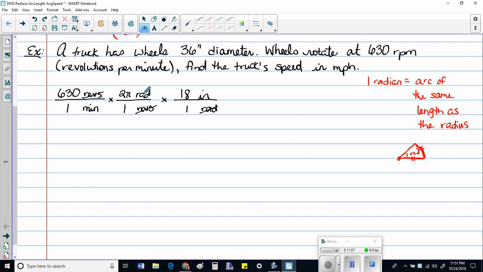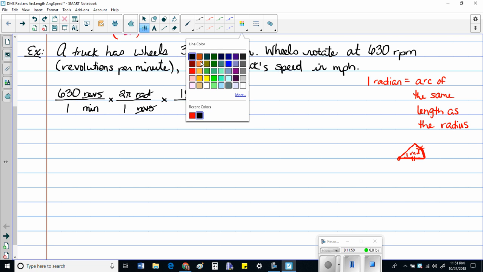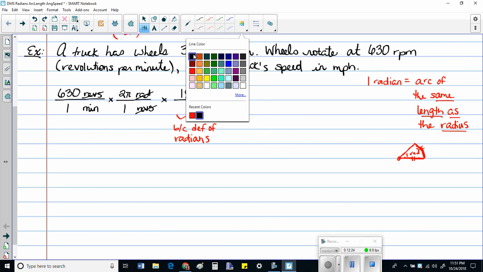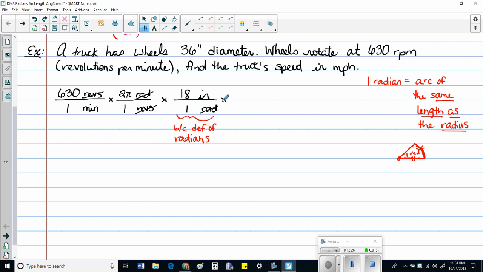Let's write that, why? Because of the definition of radians. Same length as radius. All right, so then now we got it.